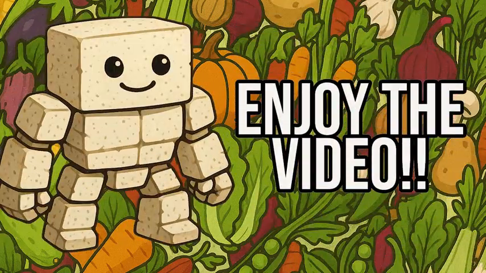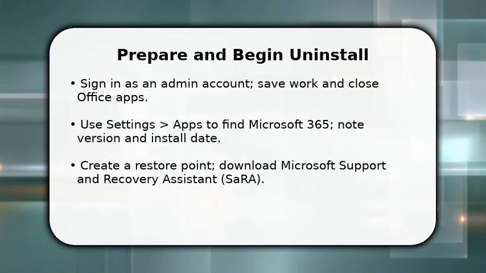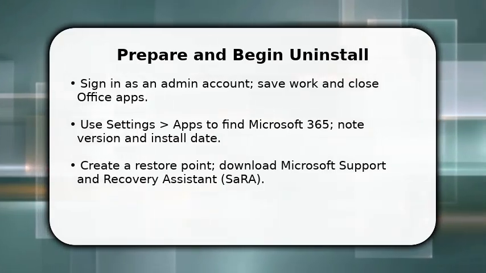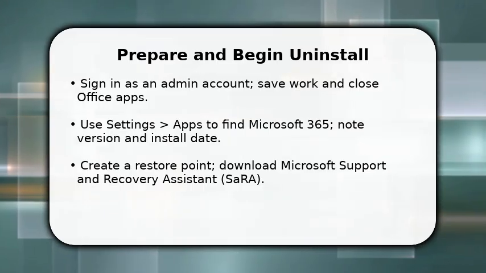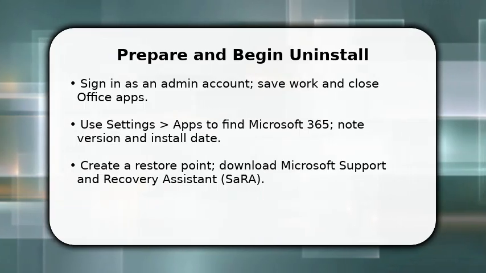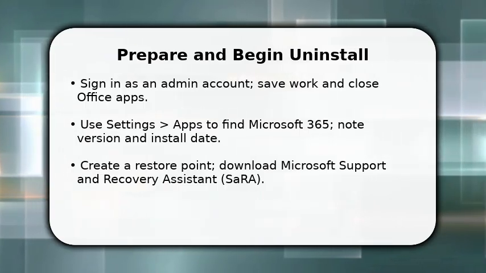Please enjoy the video. You start as an administrator and close all Office apps so nothing blocks removal. Open Settings apps, locate Microsoft 365, and jot the version; this guides later steps. Once done, create a Windows restore point to recover if needed.